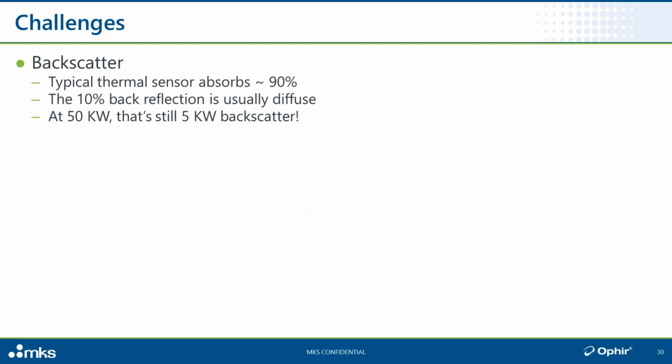Another challenge is backscatter. Typical thermal absorbers on sensors absorb around 90% plus minus, a little more, a little less, depending on wavelength. The remaining 10% gets reflected back out. Usually it's a very diffuse reflection, so you can see these things don't look shiny, they've got a matte finish. Not a big deal, but if you're talking about, let's say, 50 kilowatts, that means 5 kilowatts of power are being backscattered back out into the room, and obviously that can pose a safety hazard to personnel in the room and to equipment.